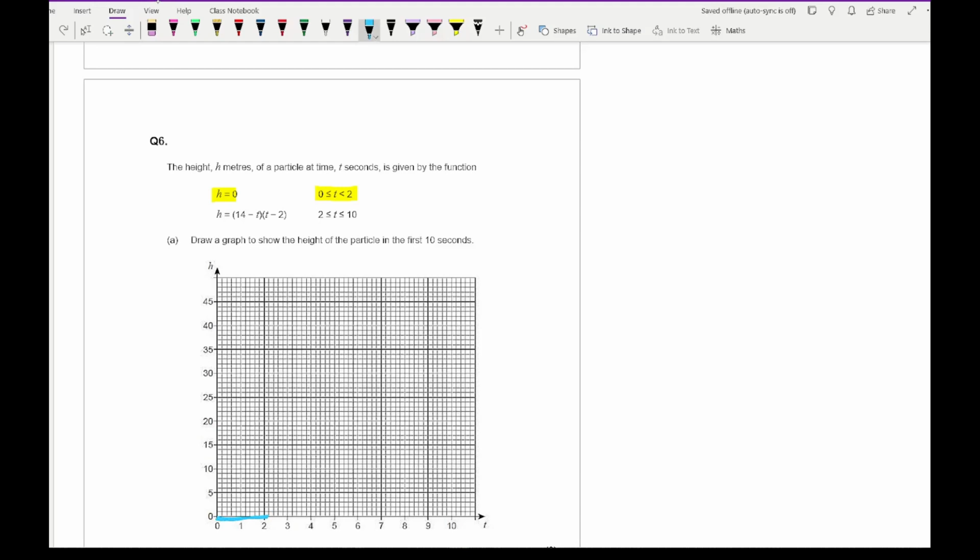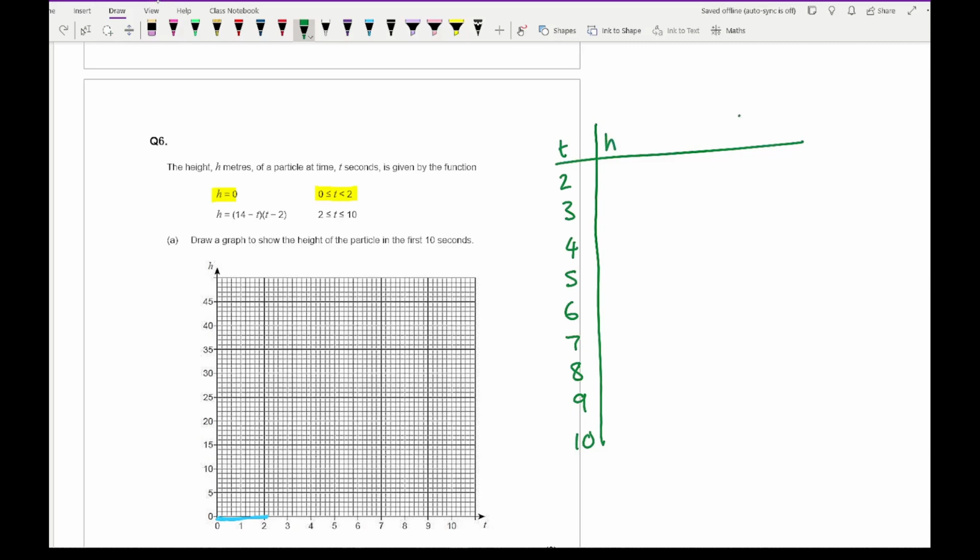Then from this, what I then need to do is use this function. Now for this, I need to use the table of values to find the points. Now I'm going to go for t equals 2, 3, 4, 5, 6, 7, 8, 9, 10. And I'm then going to substitute the numbers to work out what h is. So for this, I just show the working out. So here I've got 14 take away 2, which is 12, times 2 take away 2, which is 0, which is 0. And again, all I'm doing is substituting this t value into this formula.